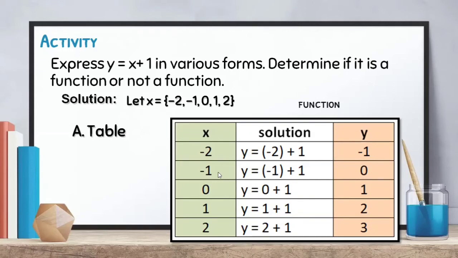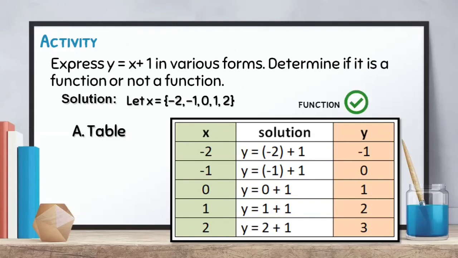For -1, we have to replace x with -1, and that is -1 plus 1. It gives us 0. And 0 is the number that corresponds to the value of -1, right? And so we have 0 corresponds to 1, 1 corresponds to 2, and 2 corresponds to 3, right? So you can show your solution by means of a table. This is a good representation to show our functions and relations. Now, can we say that this is a function or not a function?